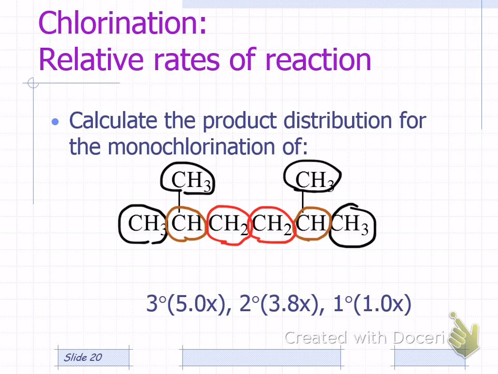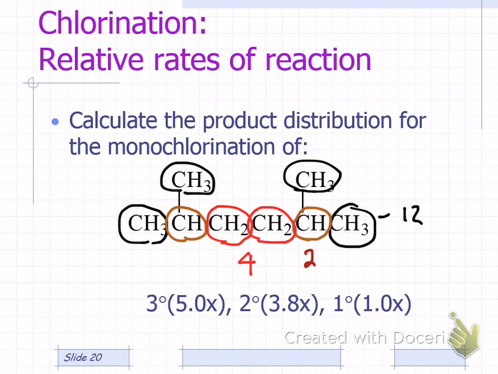So this is how you do the calculation. How many primary hydrogens are there that are the same? Primary hydrogens: 3, 6, 9, 12. So there's 12 of these. And then of the secondaries, I'm just going to do them in order, 4. And then of the tertiaries, 2, in this beautiful autumn color.